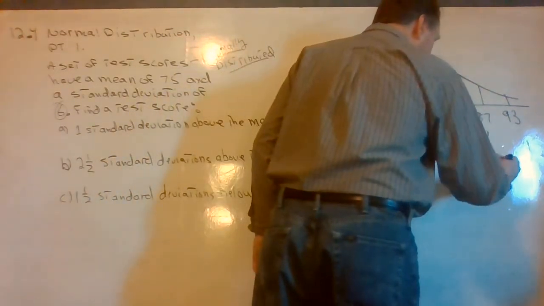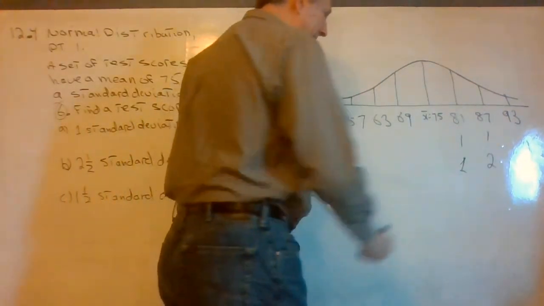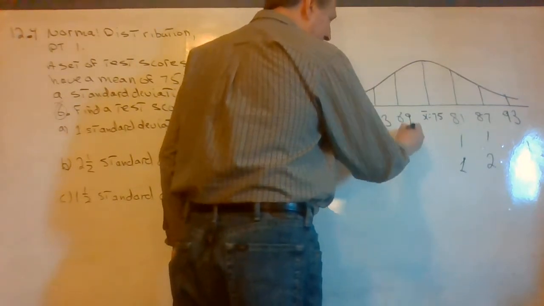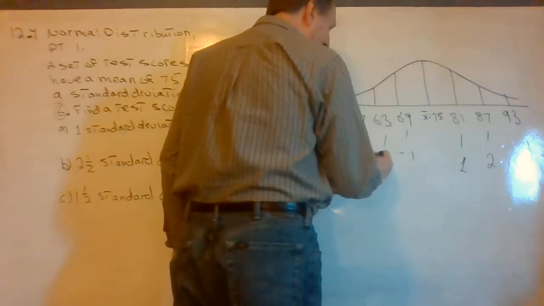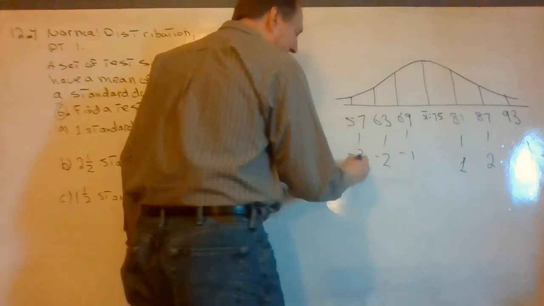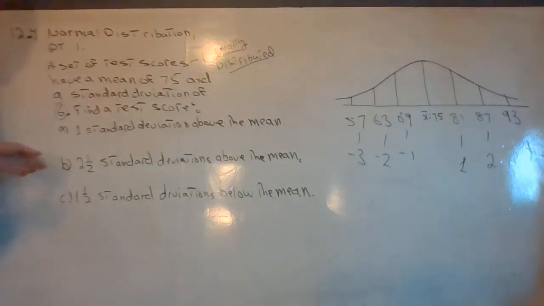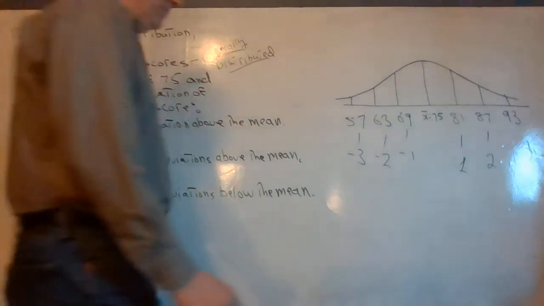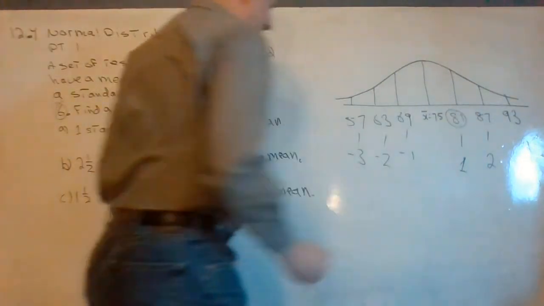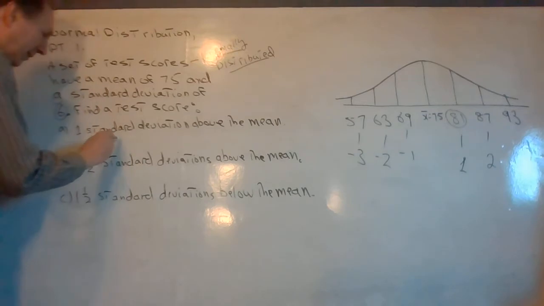Well, guess what? This is one standard deviation above the mean. This is 2 standard deviations above the mean. This is one below. You can call that -1, -2, -3. And so now we're going to use that diagram to answer this question. One standard deviation above the mean, that's right here, and that's 81.